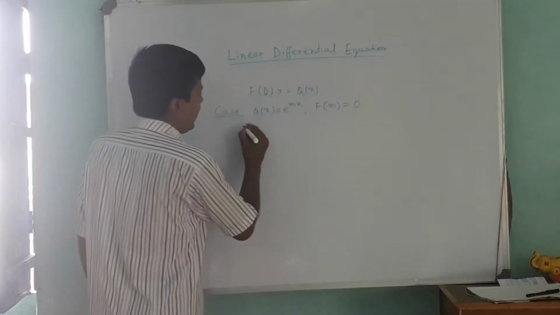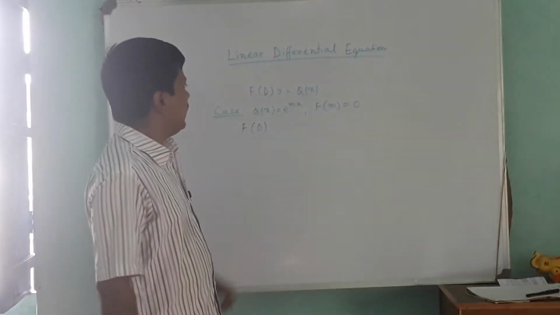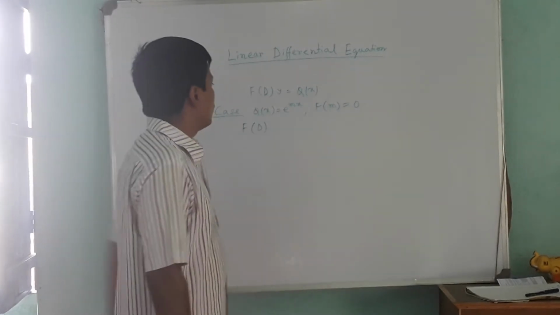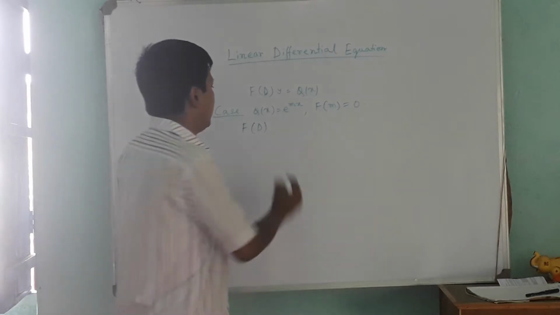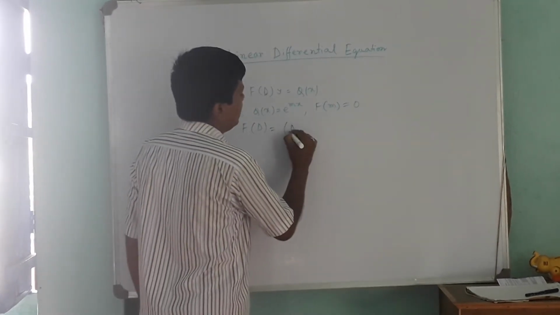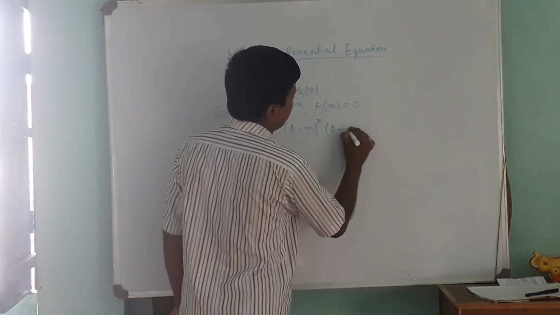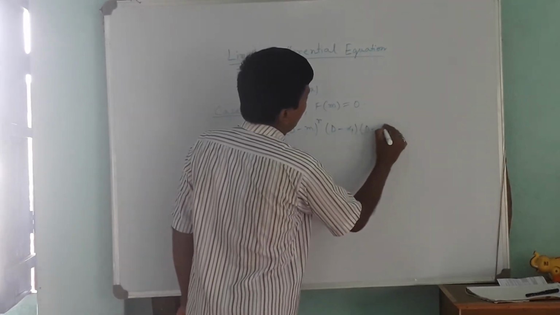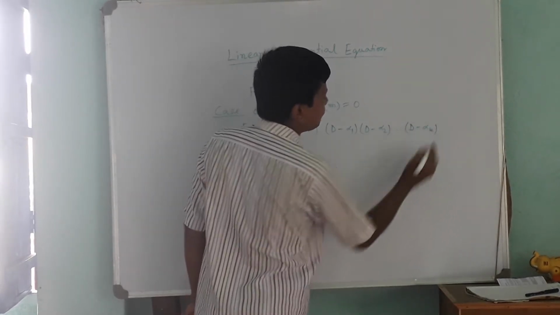Now we know f(D) is a polynomial function of D. So if f(m) = 0, this polynomial must have a linear factor like (D - m). So we can write this polynomial as (D - m)^r (D - alpha_1)(D - alpha_2) up to (D - alpha_k).